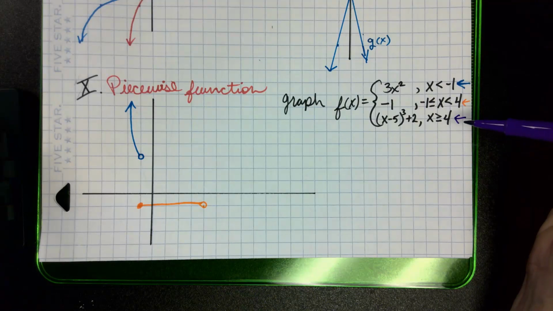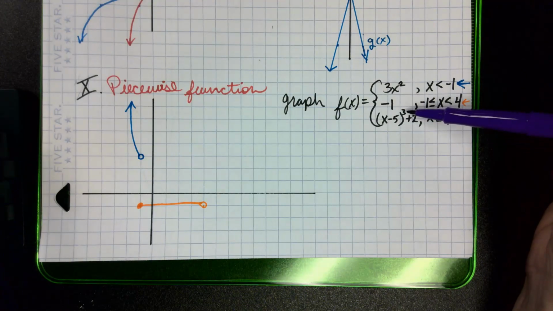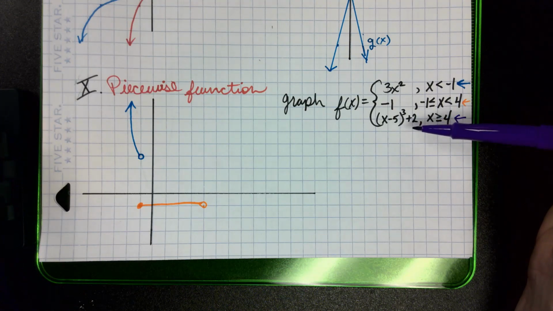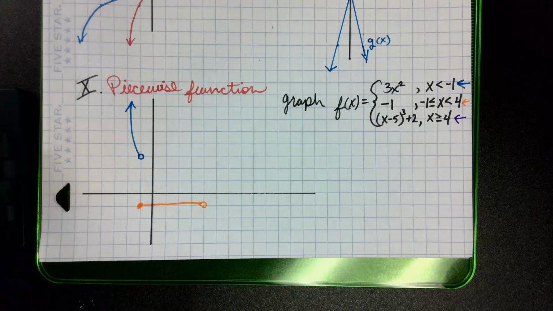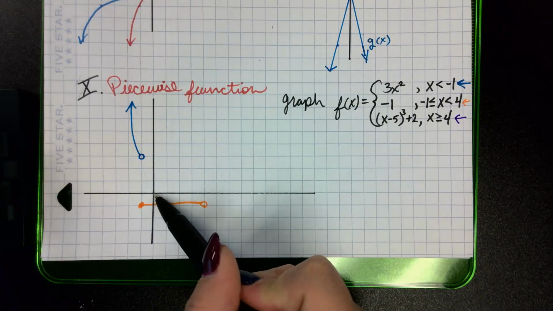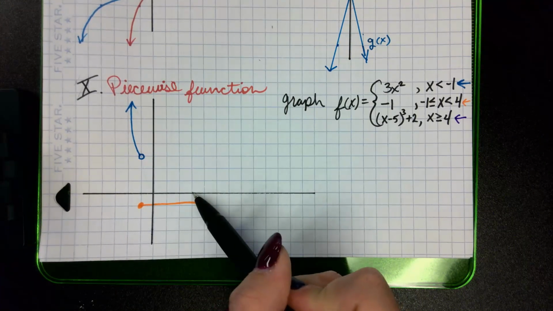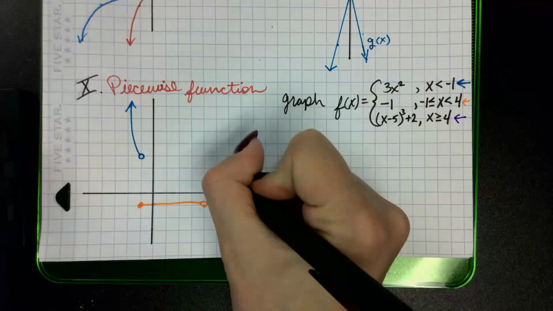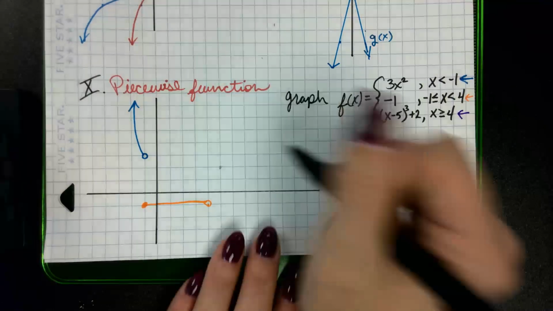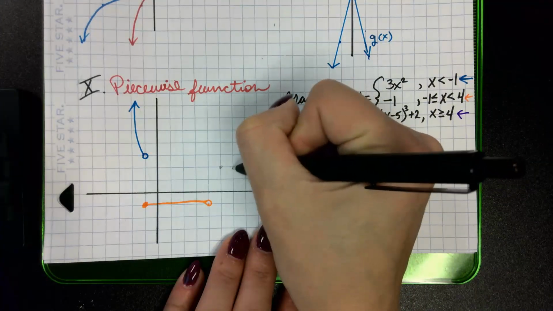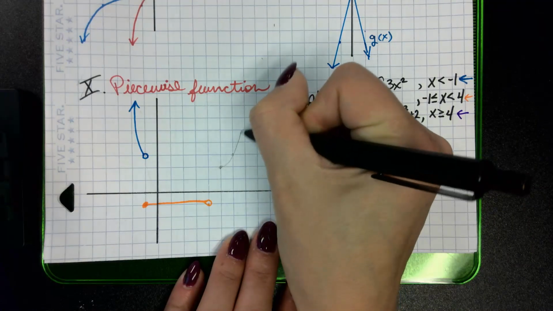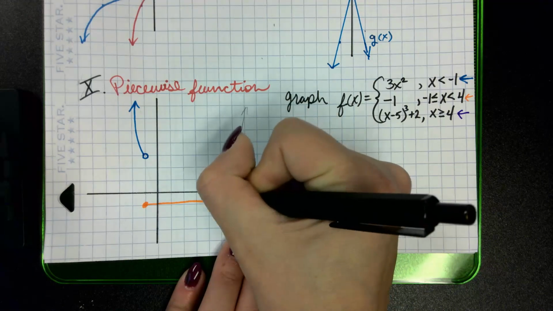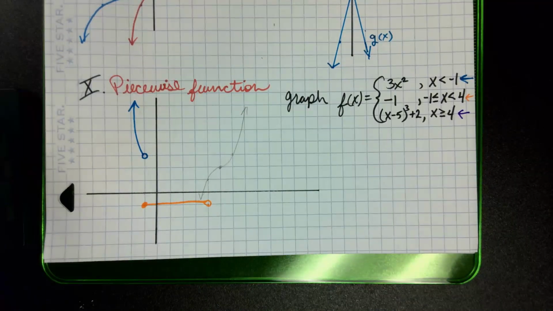For x's greater than or equal to 4, I'm doing a cubic function that is shifted to the right 5 spaces and up 2 spaces. So again, I'm going to lightly do it in a pencil. So from the origin, I'm going to shift it to the right 5. 1, 2, 3, 4, 5. And up 2. 1, 2. So there's my new start. And from there, I'm going to do my cubic. So I know it goes over 1, up 1. And then it gets really steep. And then over 1, down 1. And then it gets really steep. So there's my sketch of my cubic.